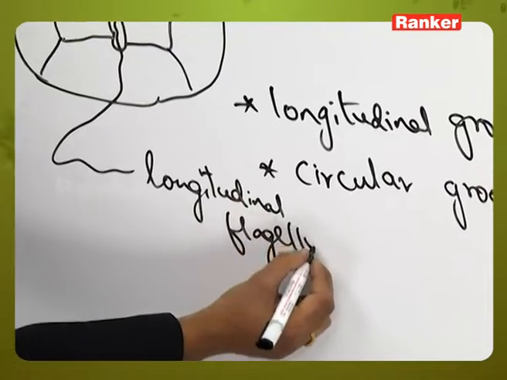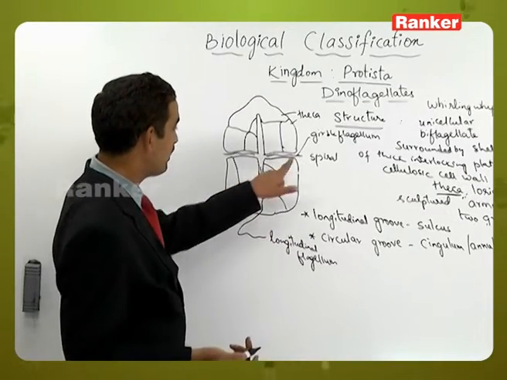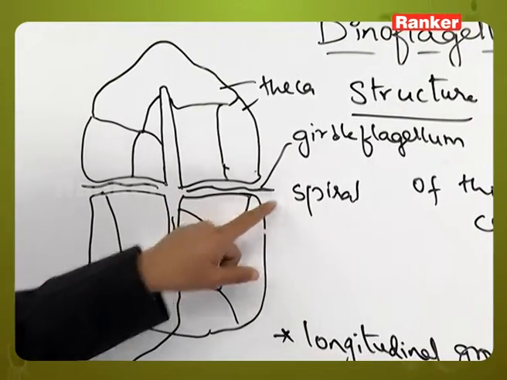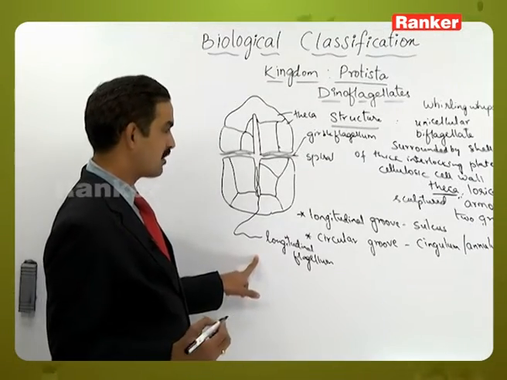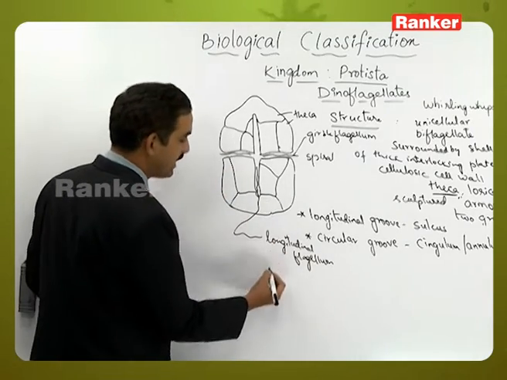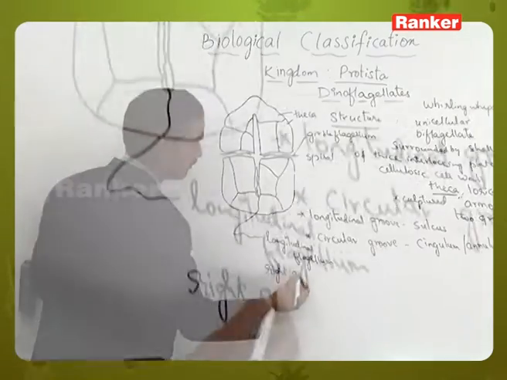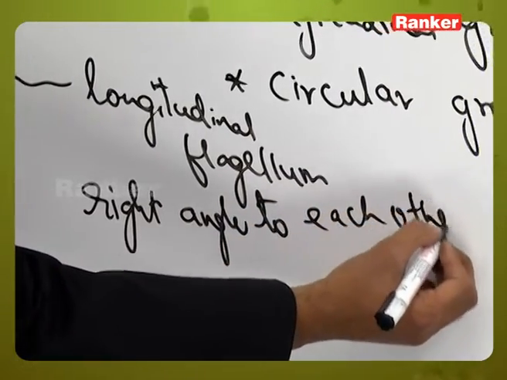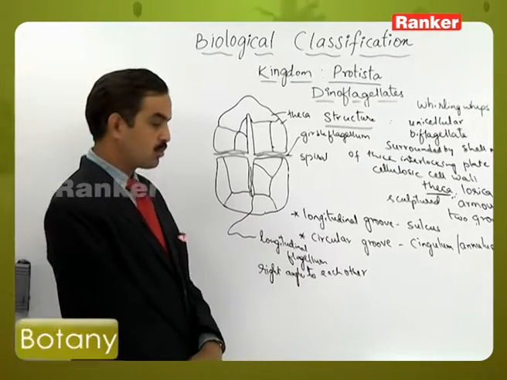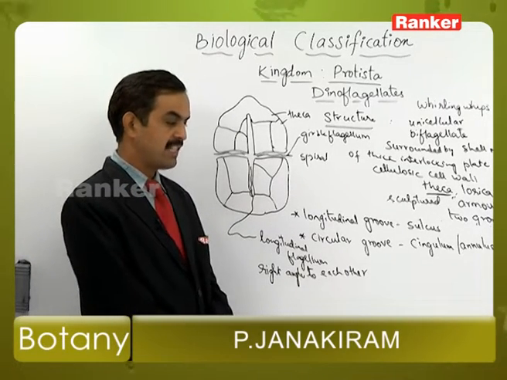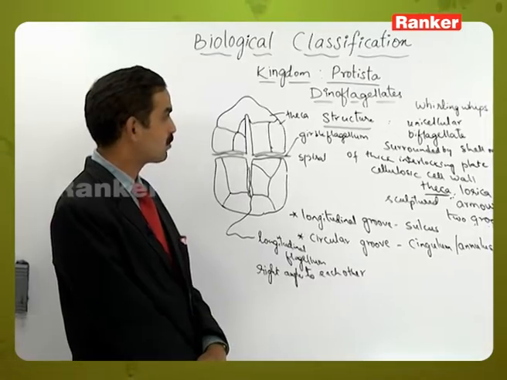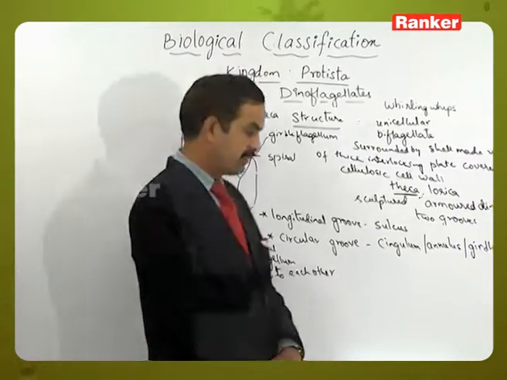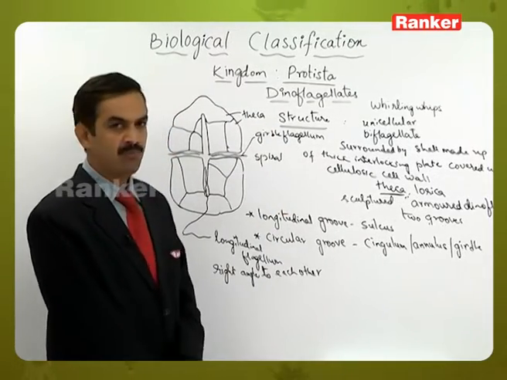As we said, these are biflagellate in nature. One flagellum is present in the girdle, called the girdle flagellum, and the other is present in the longitudinal groove, called the longitudinal flagellum, and these two flagella are arranged at right angles to each other. These two flagella provide a special type of movement, a whirling type of movement, so we call them whirling whips. So this is about the structure of dinoflagellates.